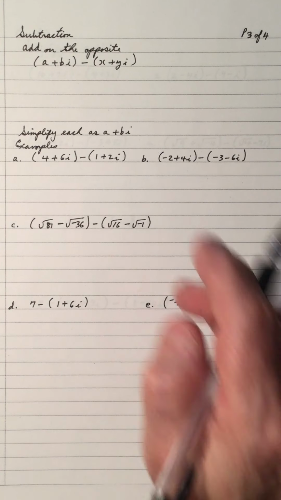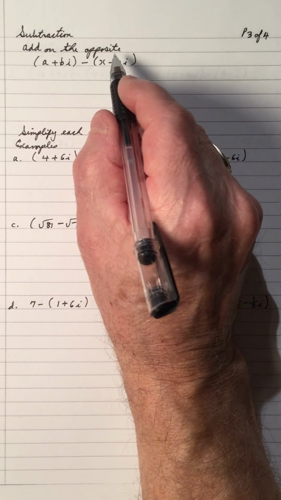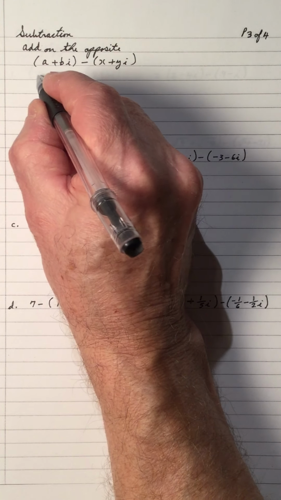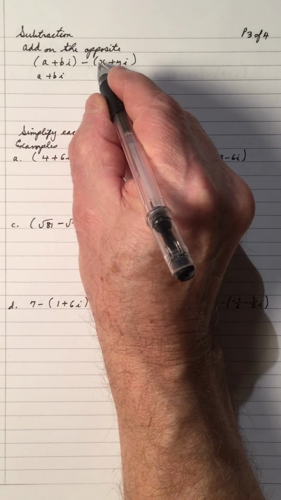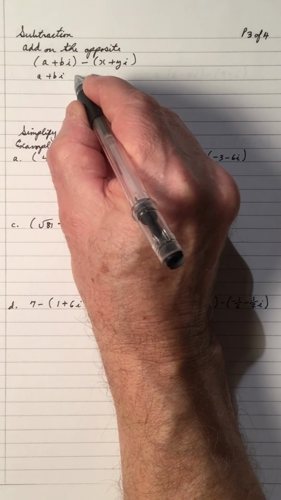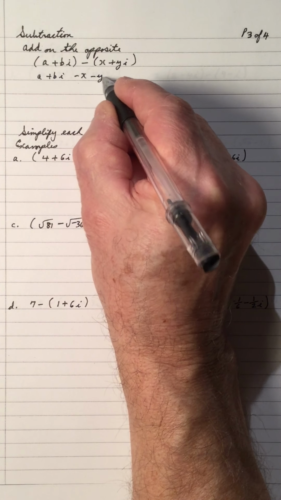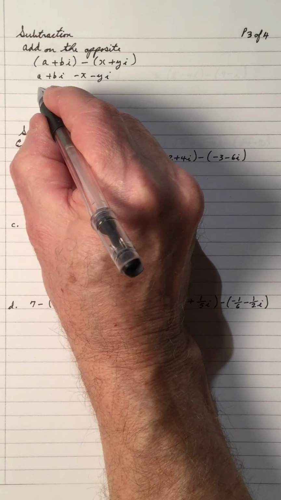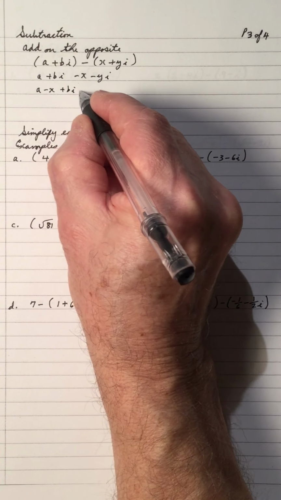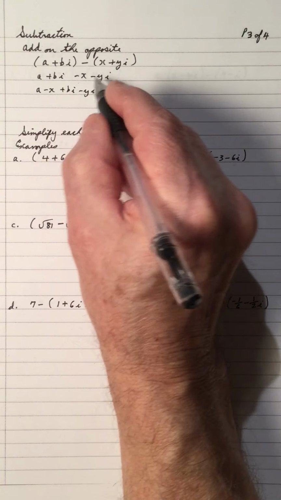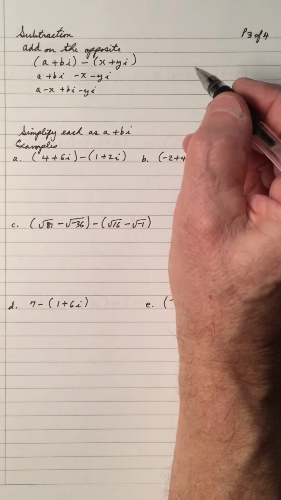Now we're going to do some subtraction. When we subtract, we add on the opposite. So that's a plus bi. When you subtract, you add on the opposite of x, which is negative x, and the opposite of positive y is negative yi. And then you group your like terms together, because you can only add the reals to the reals and the imaginaries to the imaginaries.